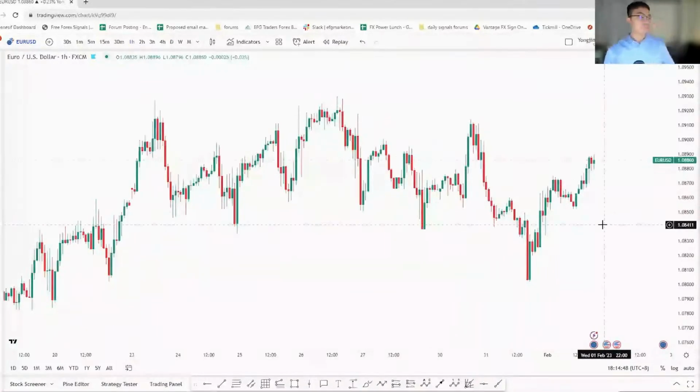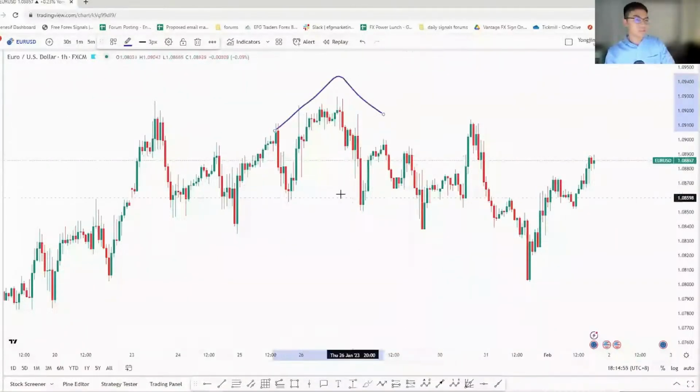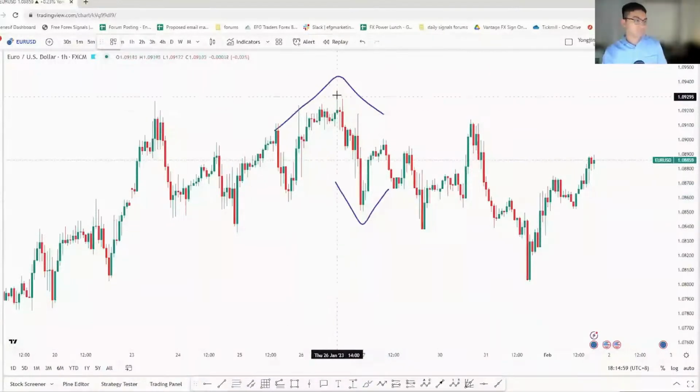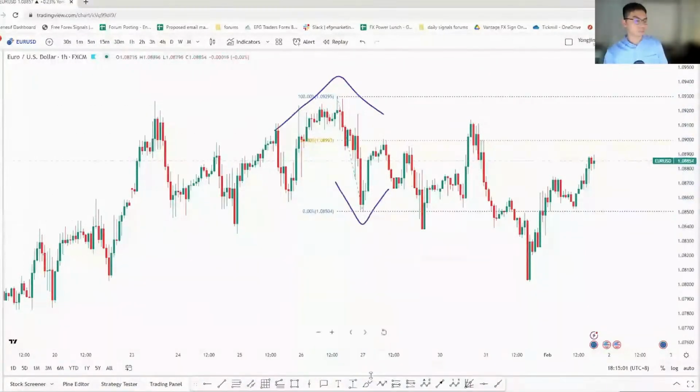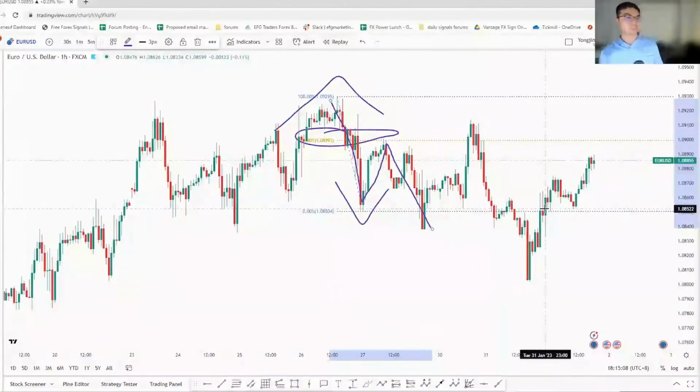So looking at this 1 hour chart, this could be a significant swing high. This was a swing high. It went all the way back down, a significant swing low. It retraced back towards the 61.8% Fibonacci line. So it went down, tapped, and rejected towards the downside.